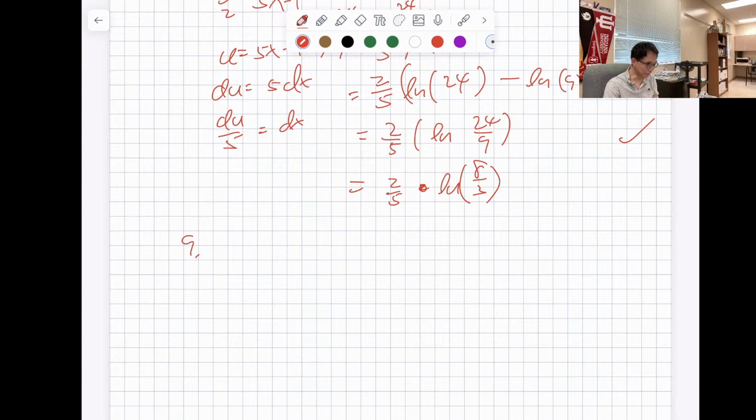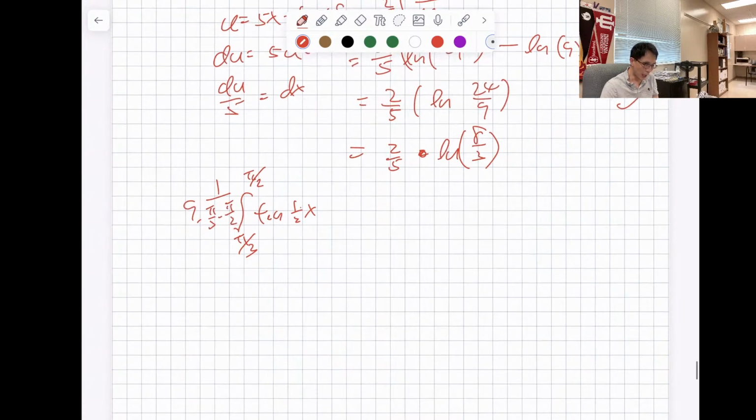Okay, 9. Tangent of 1/2 x. This one's kind of hard. Pi over 2 and then pi over 3, and then this is 1 over pi over 3 minus pi over 2. So that is going to be -6 over pi in the front. So u equals 1/2 x, du equals 1/2 dx, and so 2 du equals dx.